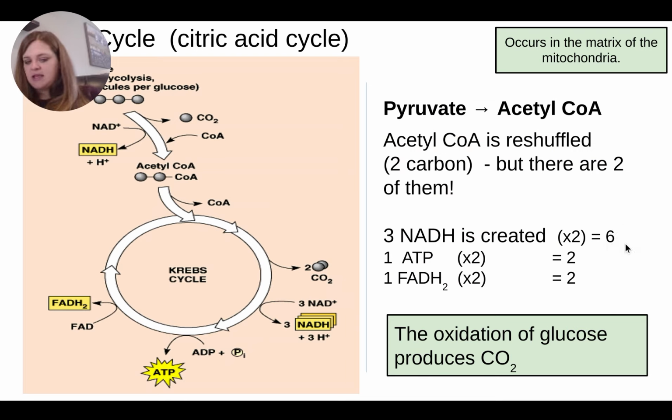Okay, the last thing, oxidation of glucose. Basically, if we're going to oxidize glucose, the product that we're actually getting out of this step is carbon dioxide. That is one of the products of cellular respiration. So this is the main step of where that carbon dioxide actually comes from.